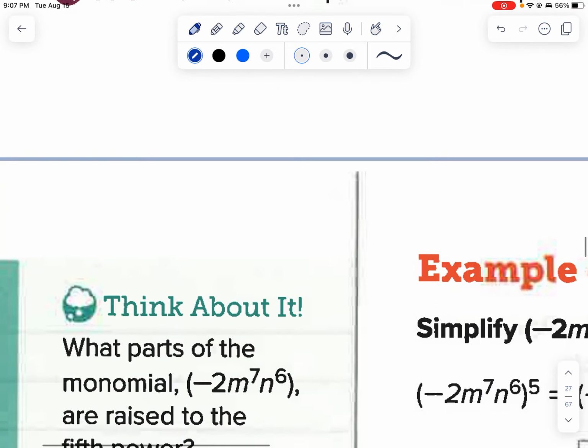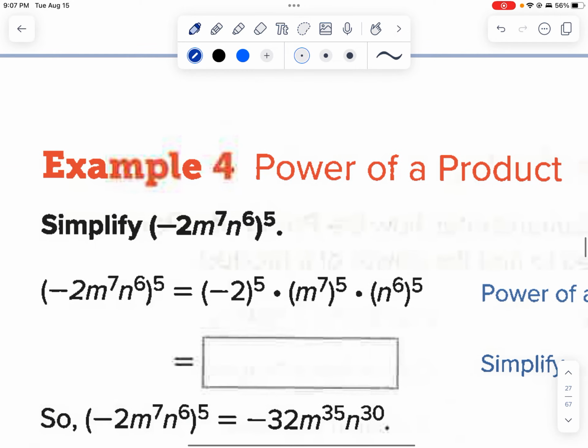Okay, next. So again, this time around we have more than 2. I have the first one here, the second one, and the third one. So we're going to split them up.